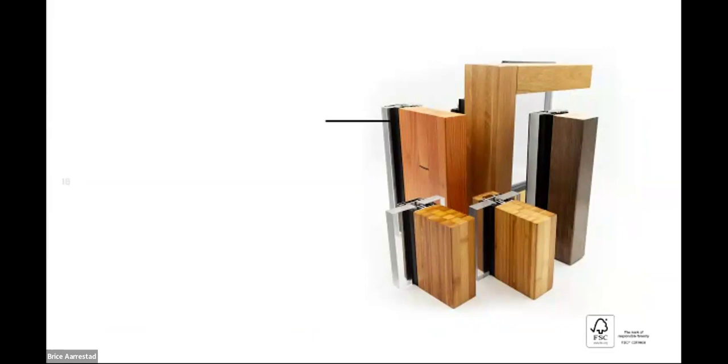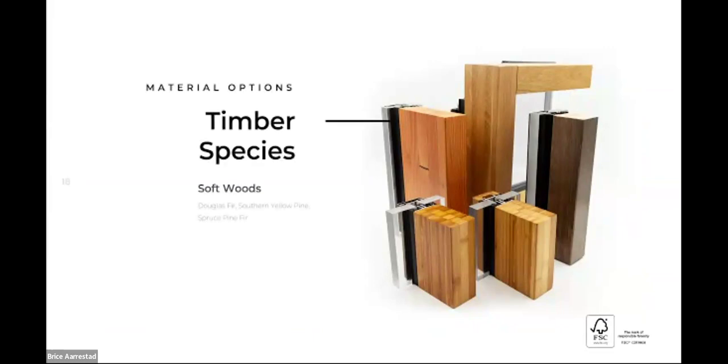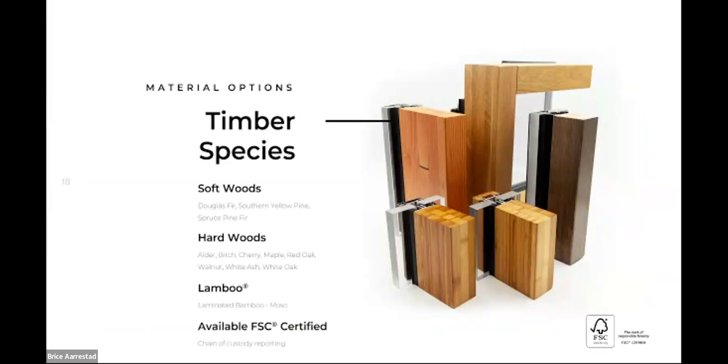So let's get a little bit more into what they are. Like a traditional, conventional curtain wall, there's a glazing system and there are back members. In a traditional aluminum curtain wall, the back member is aluminum. And in a timber curtain wall, we replace that with engineered wood. These can be softwoods, hardwoods. We can do it in laminated bamboo, and it's also available in FSC certified materials.